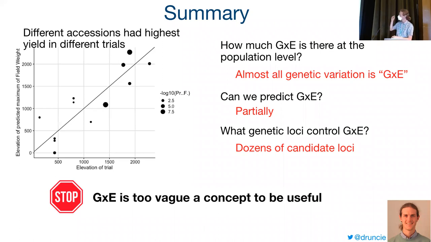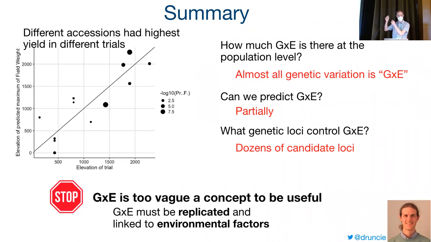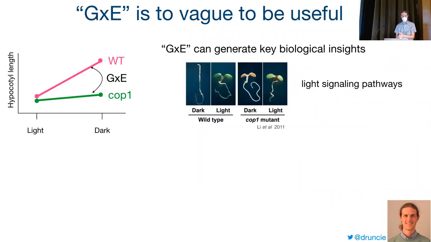I'm not at all confident that these loci or these accessions that I've identified are actually going to be useful or are going to replicate under new environments that might be relevant for farmers. And that's because G by E, as I've defined it, is really just a super vague concept. As I've hinted before, any difference in any condition, no matter what causes it, is G by E. Until the G by E is replicated, and ideally linked to particular environmental factors, I don't think it's a useful thing. So here's what I mean.